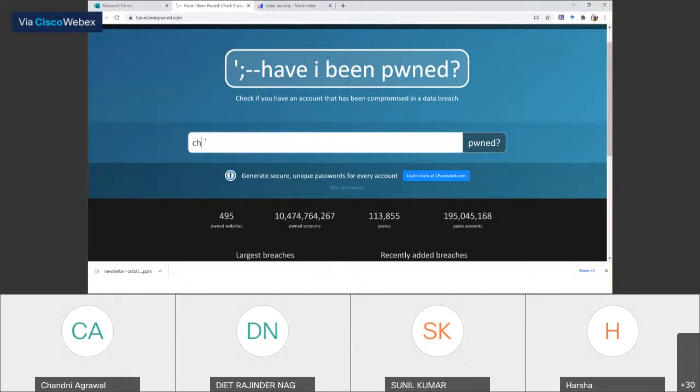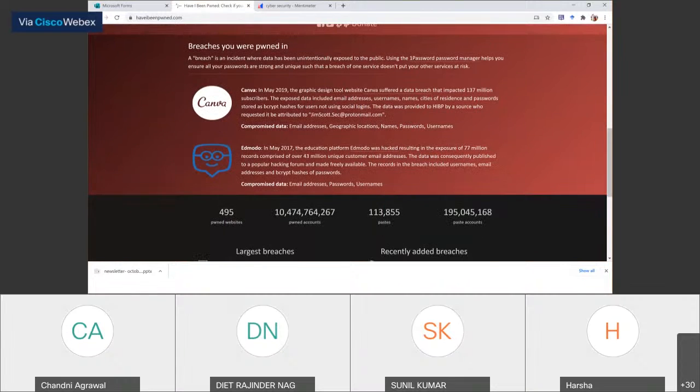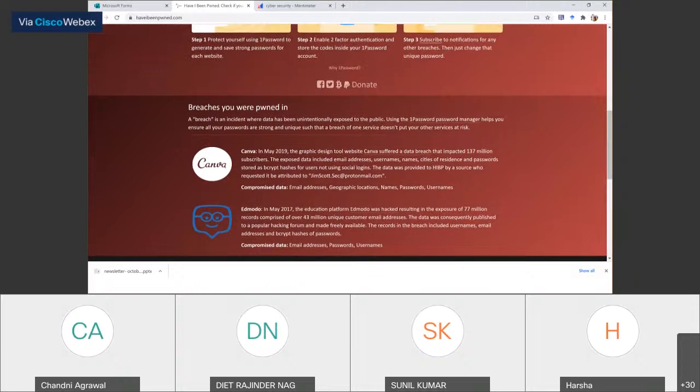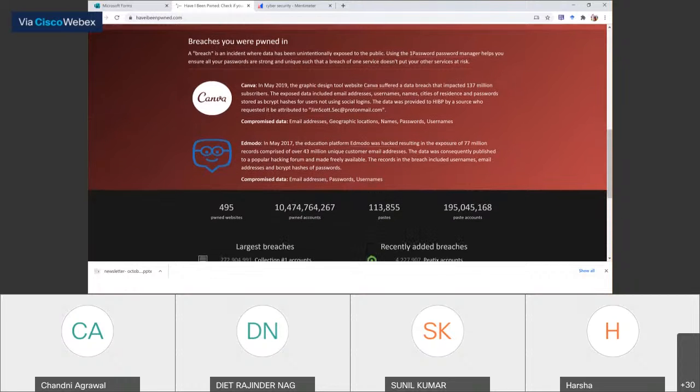Just see, I enter my email ID. Even my email ID has a breach. See, there are two breaches, one in May 2019 and one in May 2017. And I am using this email ID at so many places. This is my basic personal email ID, which I use so many times. The compromised data includes email address, geographic location, name, password, and username. At Edmodo, the compromised data is email address, password, and username.